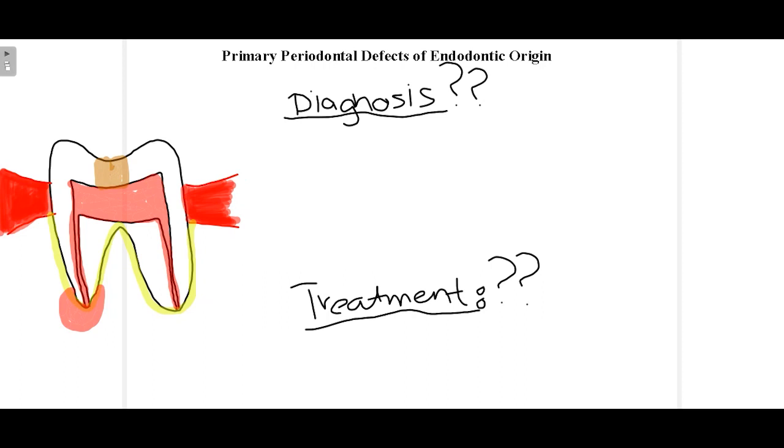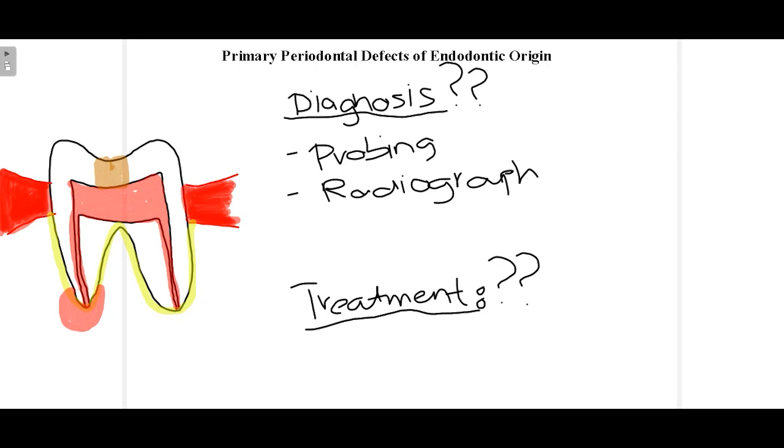So how will you diagnose it? First, we'll diagnose it simply by probing. We will probe it to check the probing depth, and the probing depth will obviously be greater than normal. And then we use radiographs. In the radiograph, you will see periapical radiolucency, and if the lesion has been long standing, there will be bone loss horizontally or vertically. This means that the lesion started from the pulp and then involved the periodontium. So this is the primary periodontal defect of endodontic origin.